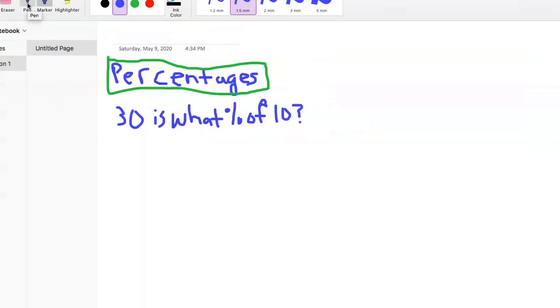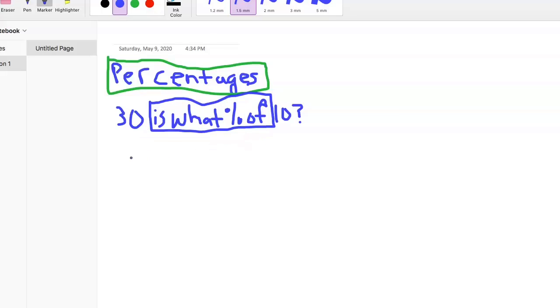All right, guys, let's take a look at percentages. On this first question, they just word it really tricky. It's just: 30 is what percent of 10? Whenever we see this phrase, "is what percent of," which appears in two of the three questions we're going to do in this video, we have 30 is what percent of 10?